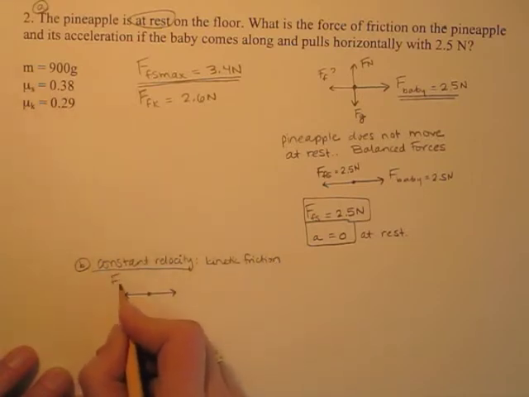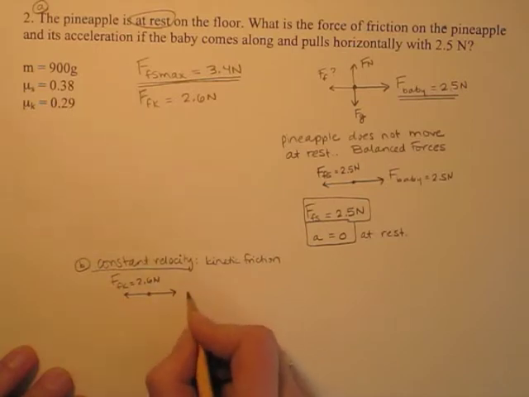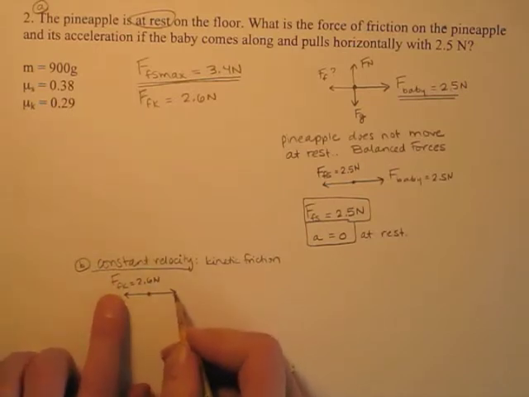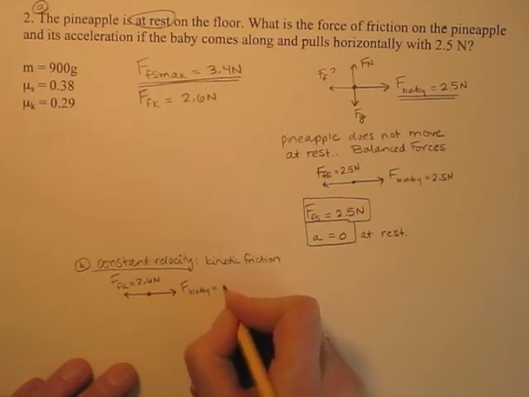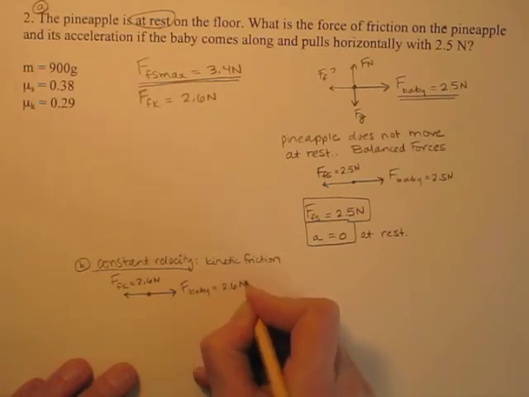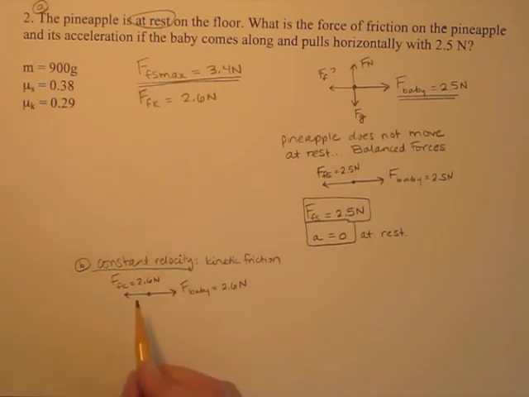So the force of kinetic friction is 2.6 newtons. So the baby would have to balance that force of kinetic friction. So the baby would have to pull with an equal force to that, which would be 2.6 newtons.